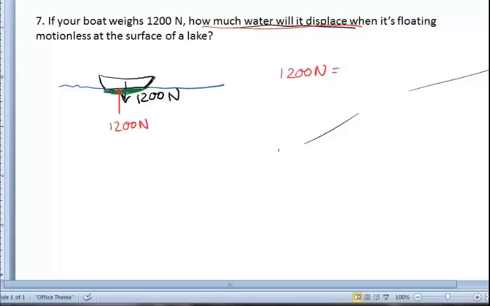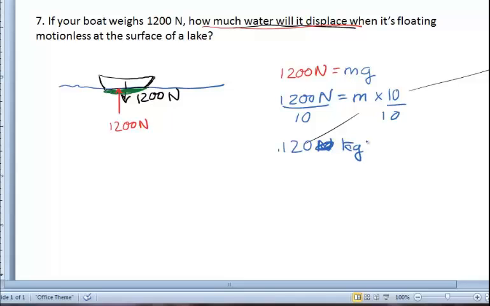Well, 1,200 newtons of water, M times G, right? That's its weight. So we know what G is. It's just 10. So we can say 1,200 newtons is equal to M times 10. And then we just divide both sides by 10. And we have 120 kilograms is equal to the mass of the water that the boat is displacing.